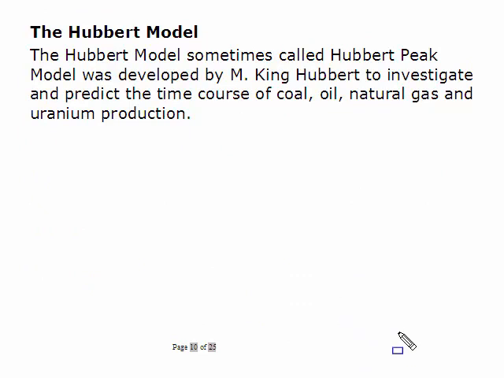So now I'm going to go through the Hubbert model, sometimes called the Hubbert Peak Model. It was developed and presented in a paper in 1956 by M. King Hubbert, and he used his model to investigate the production of coal, oil, natural gas, and uranium.